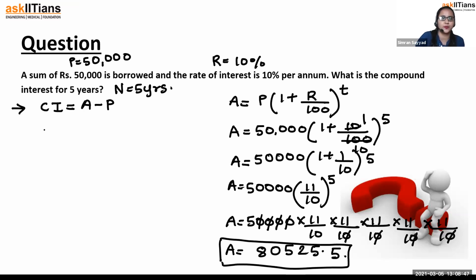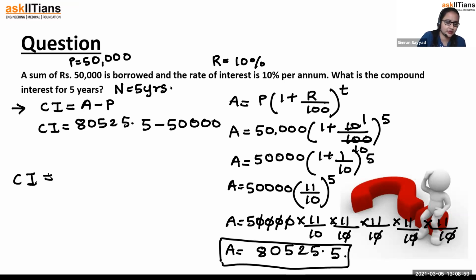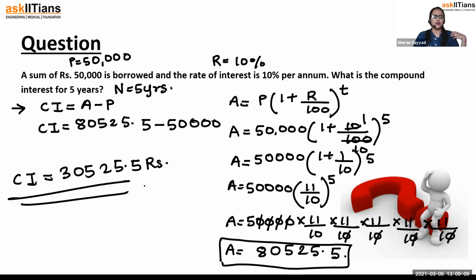Now you are going to put this amount over here. 80,525.5 minus principal, which is nothing but 50,000. So your compound interest is nothing but 30525.5 rupees. Yes, so this is your answer. It was really very simple. We just have to put the formula and solve.